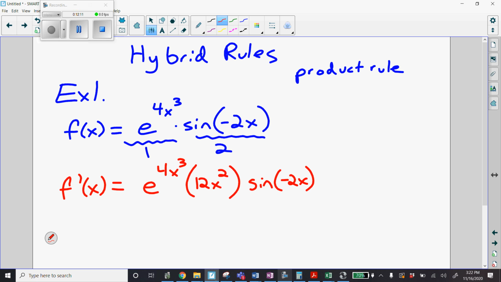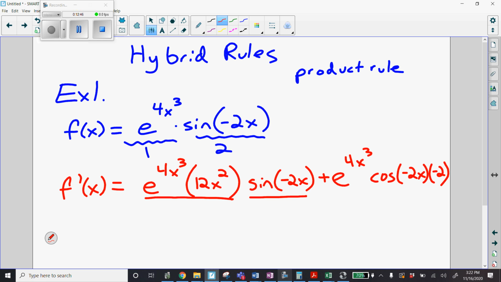Okay? Derivative of the first, including chain rule, times the second, plus the first, e to the 4x cubed, times the derivative of the second. Now when I do the derivative of the second, that's going to involve a chain rule because I see that negative 2x composed with inside of x. So when I go to do the derivative of the second, I'm going to do the derivative of the outside with respect to the inside times the derivative of the inside.